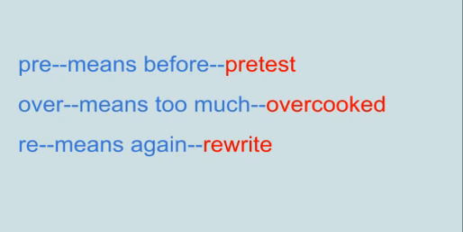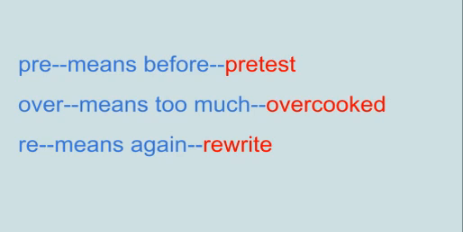Continuing on, we have the prefix pre, which means before. Put with test, we get pretest. So it's work you do before a test. Over, which means too much. If you put over with cooked, you get overcooked. Cooked too much. Also the prefix re, which means again. With write, you get rewrite. It means to write again.